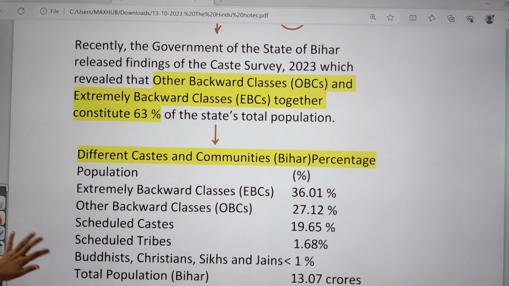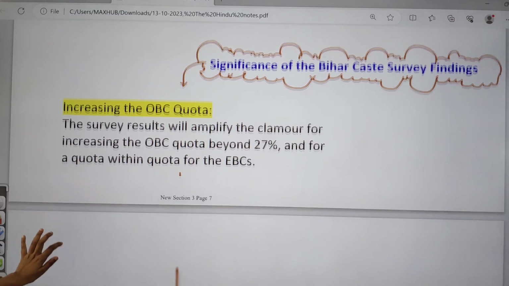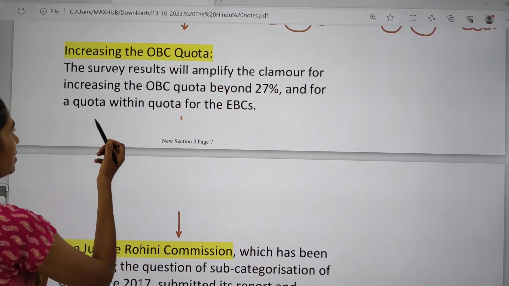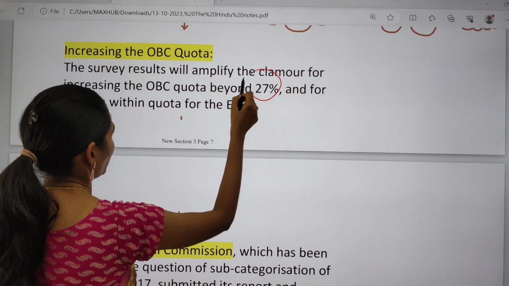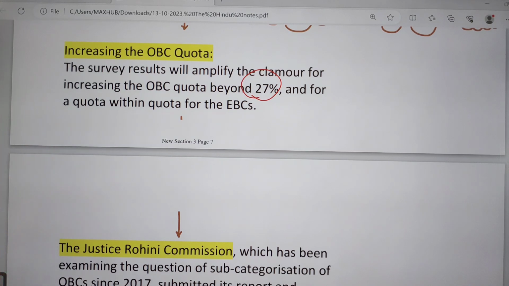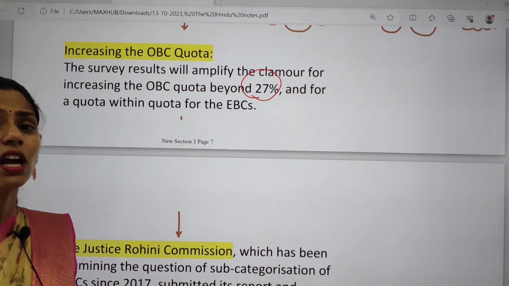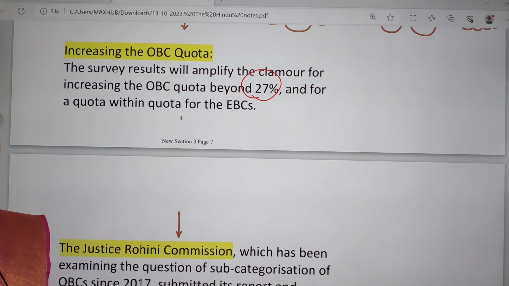So now we have to see what are the advantages or significance of this finding. So we understood that there is increased OBC, that is other backward classes, it is beyond 27%. Actually Mandal Commission report said that OBCs are 27%, but because of this data we understood that it is more than 27%.